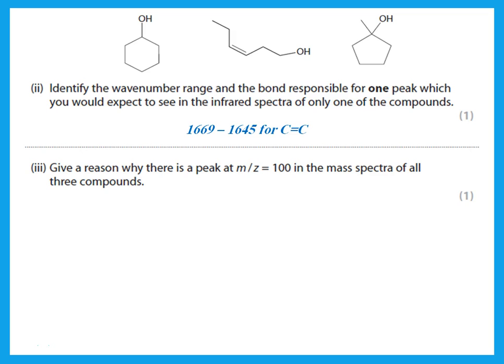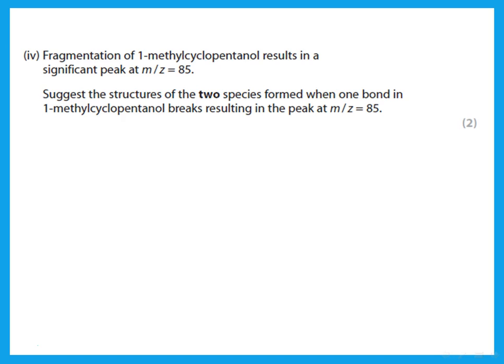Give a reason why there is a peak at M over Z 100 in the mass spectra of all three compounds. Well, what was the formula of all three compounds? The formula was C6H12O. And if you calculate the Mr of that, that is 100. So you would expect an M over Z peak at 100 for all three of them because they all have the same molecular mass. Then he says fragmentation of 1-methyl cyclopentanol results in a significant peak at 85.